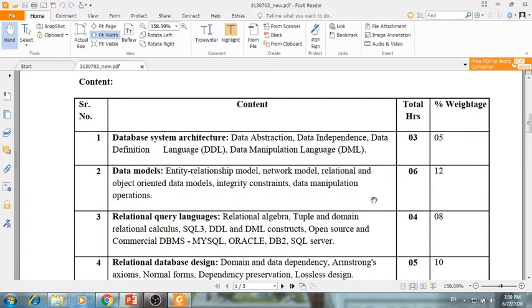Next unit is all about data models. We have different types of data models to represent the database design, like the ER diagram, ER models, network model, relational models, and object oriented models. These are all representations for the database design. Then we have integrity constraints, which means rules and regulations. Then data manipulation operations, that is DML statements.